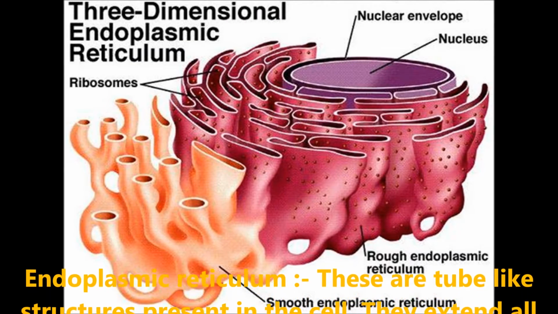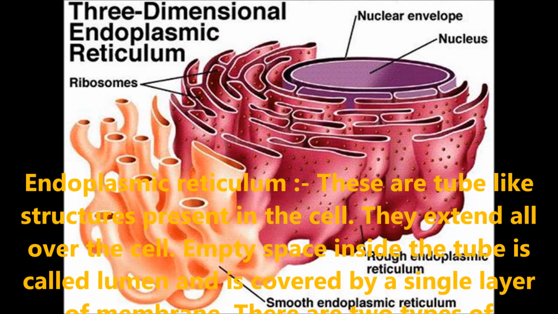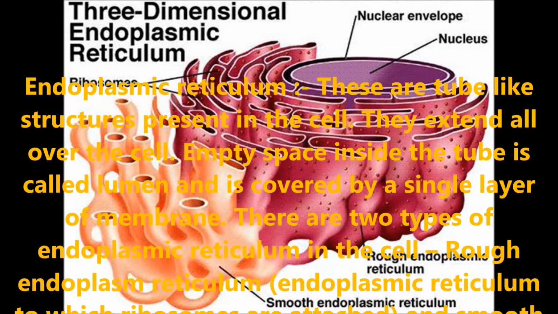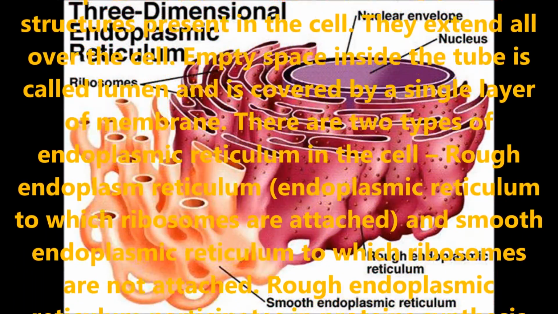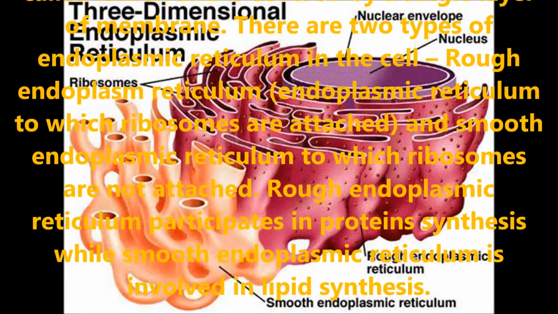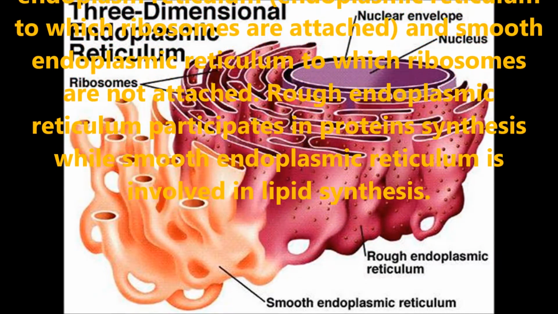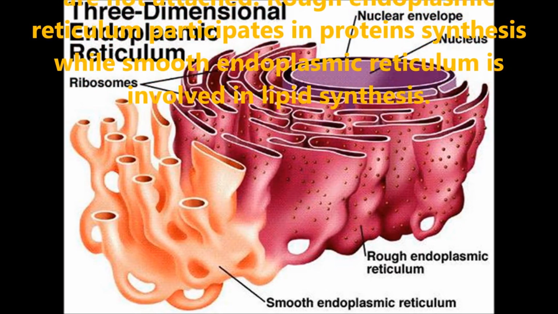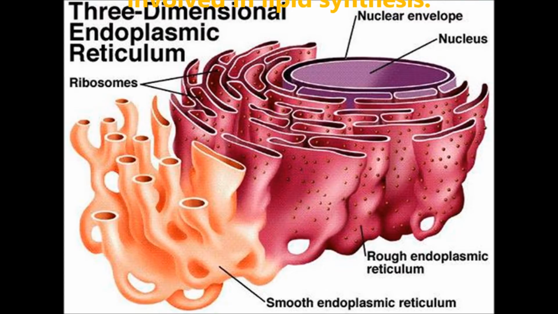Endoplasmic reticulum. These are tube-like structures present in the cell. They extend all over the cell. The empty space inside the tube is called the lumen and is covered by a single layer of membrane. There are two types of endoplasmic reticulum in the cell: rough endoplasmic reticulum, and smooth endoplasmic reticulum to which ribosomes are not attached. Rough endoplasmic reticulum participates in protein synthesis while smooth endoplasmic reticulum is involved in lipid synthesis.